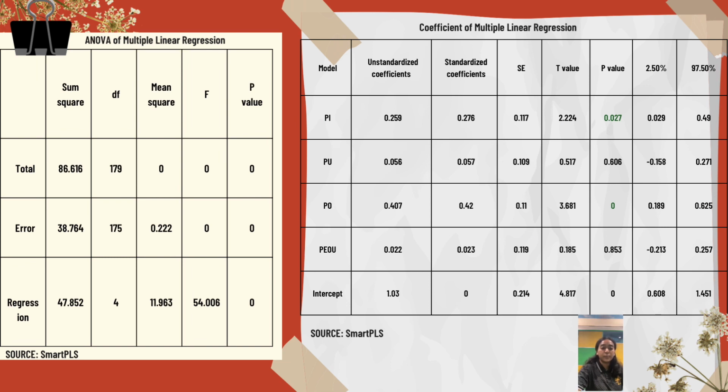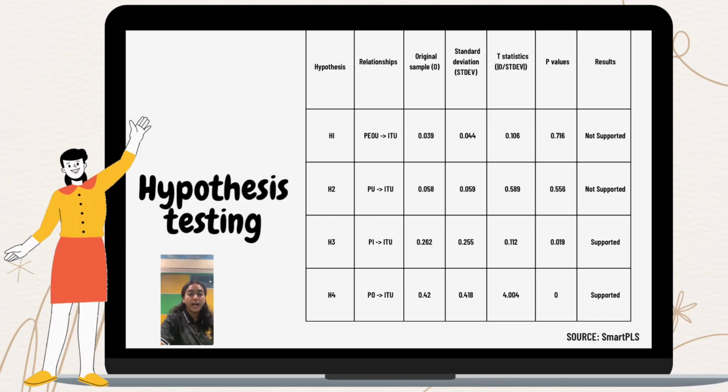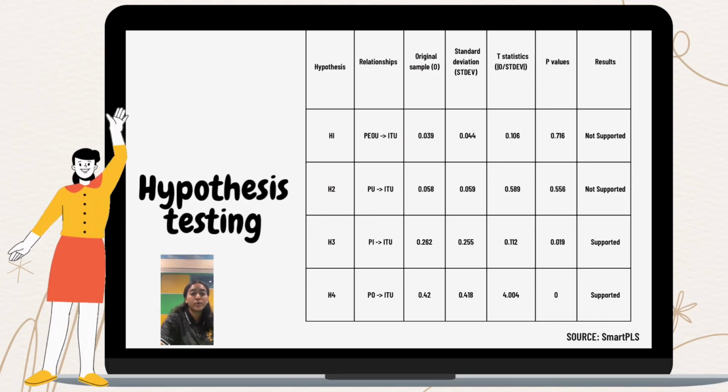0.606 for the p-value. Lastly, the lowest predictor among all independent variables is perceived ease of use, where the unstandardized coefficient is 0.022, the t-value is equal to 0.815, and the p-value is more than 0.853. This meant that perceived ease of use does not have a significant relationship with the intention to use AI in education. As we can see, H1 and H2 were not supported because the p-value was more than 0.05.